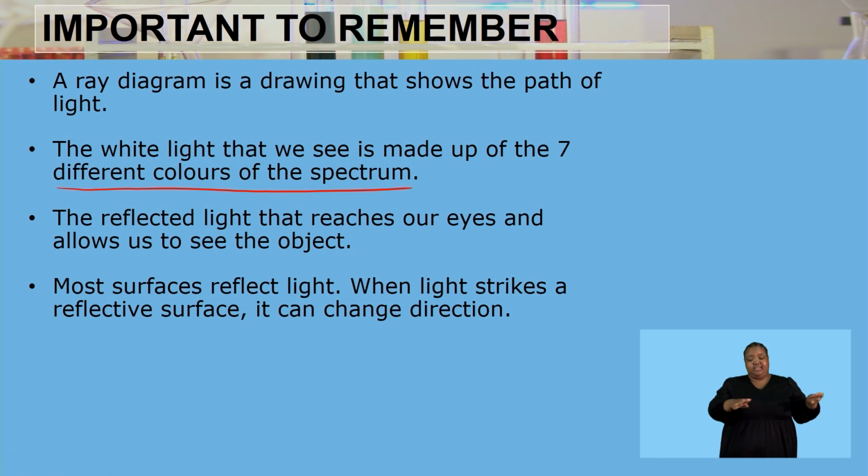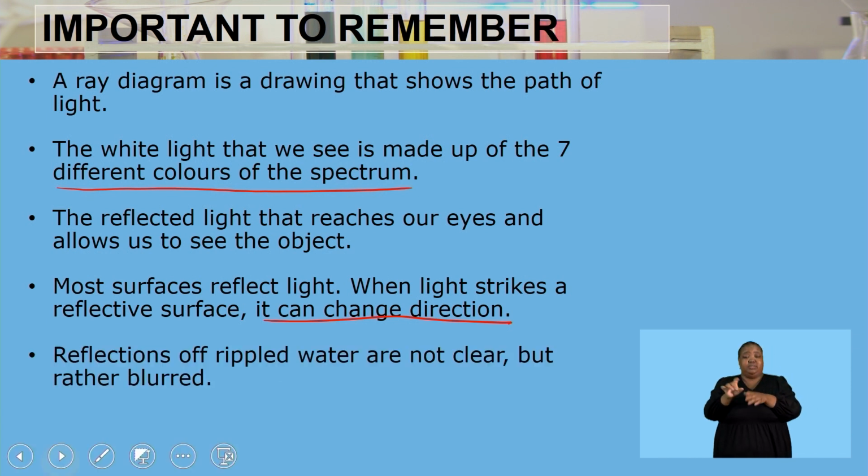Most surfaces reflect light. When light strikes a reflective surface, it can change direction. Remember, coming from the source, when it strikes a reflective surface, it bounces off and goes in a different direction. And lastly, one of the most important things to remember is that reflections of rippled water are not clear, but rather blurred.